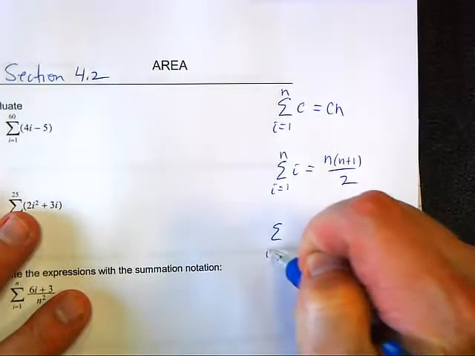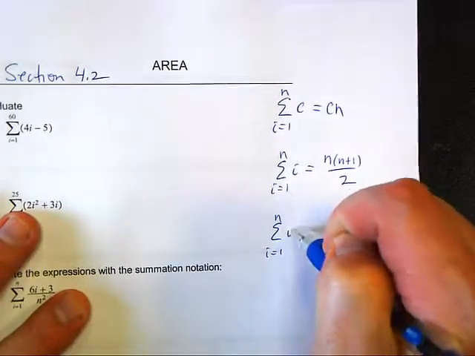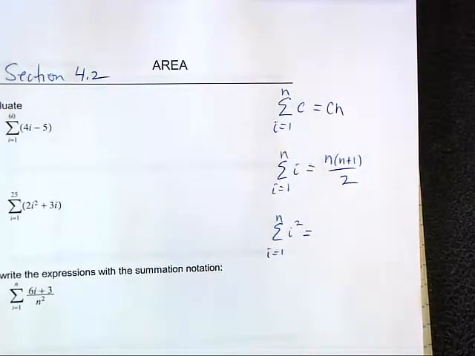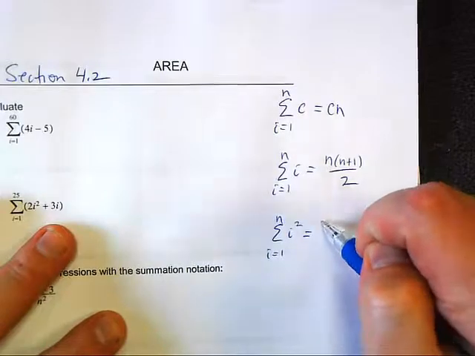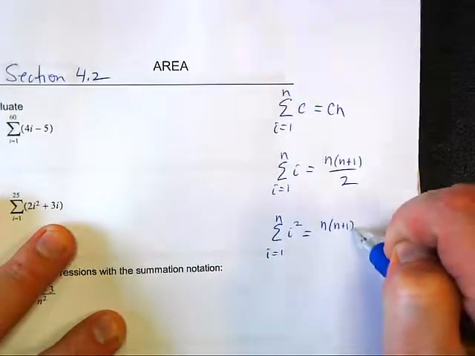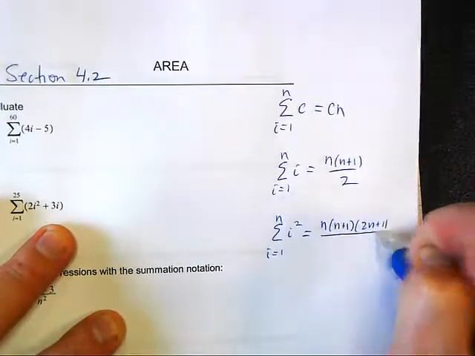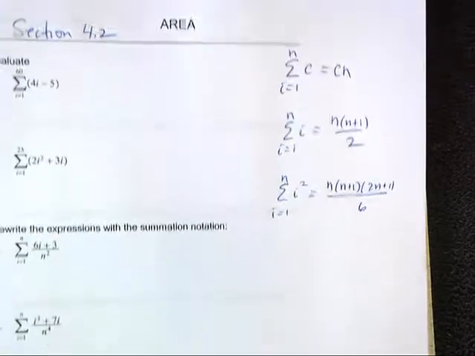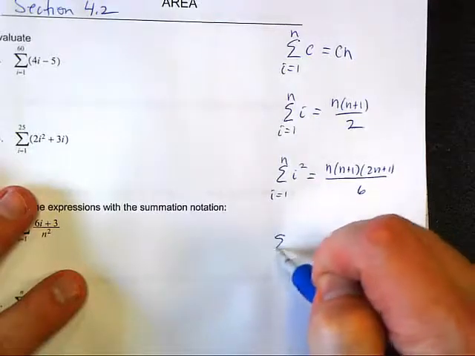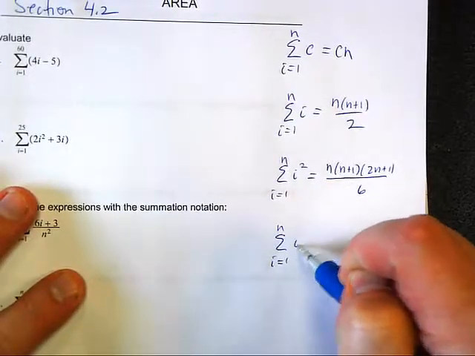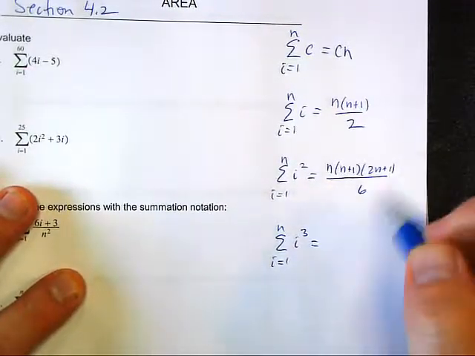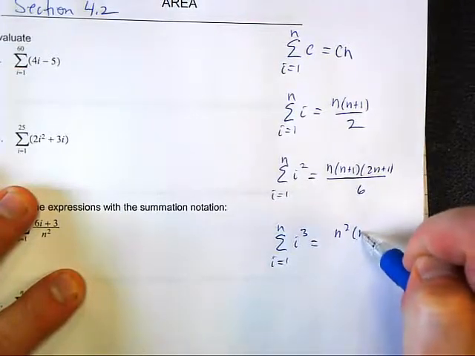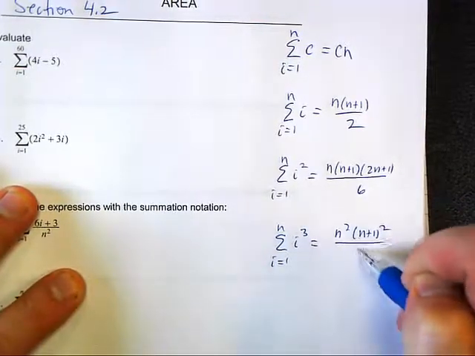Then we had a sum for i equals 1 to n of i squared. So now you'd be doing 1 plus 4 plus 9 plus 16 plus 25. The formula for that was n times n plus 1 times 2n plus 1 over 6. And then finally the last formula we had was a sum from i equals 1 to n of i cubed. That one was n squared times n plus 1 squared over 4.